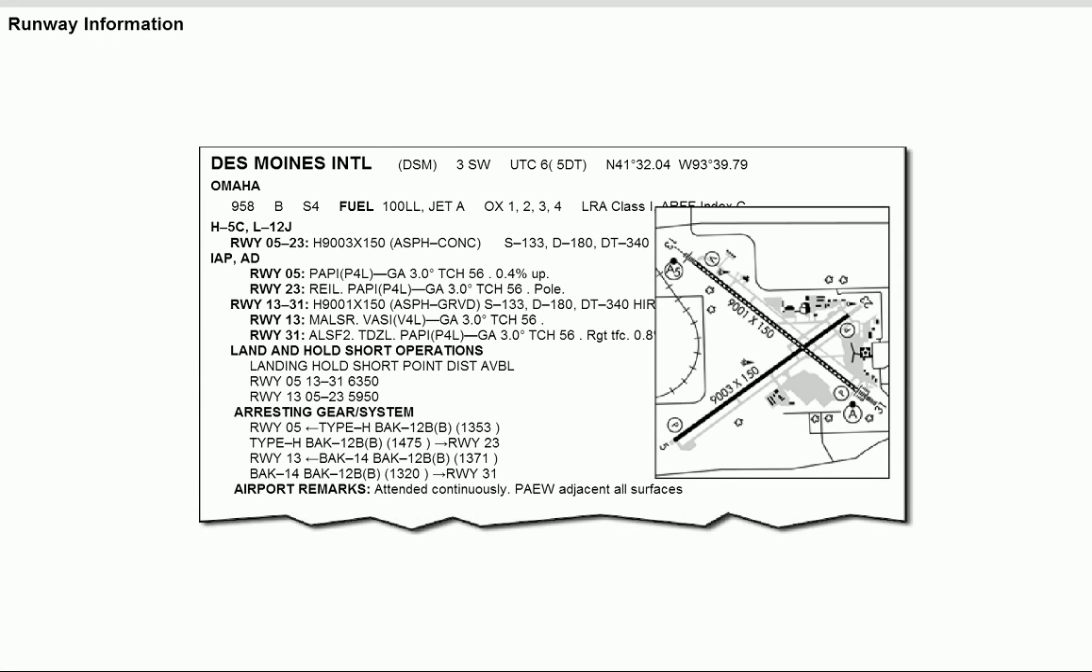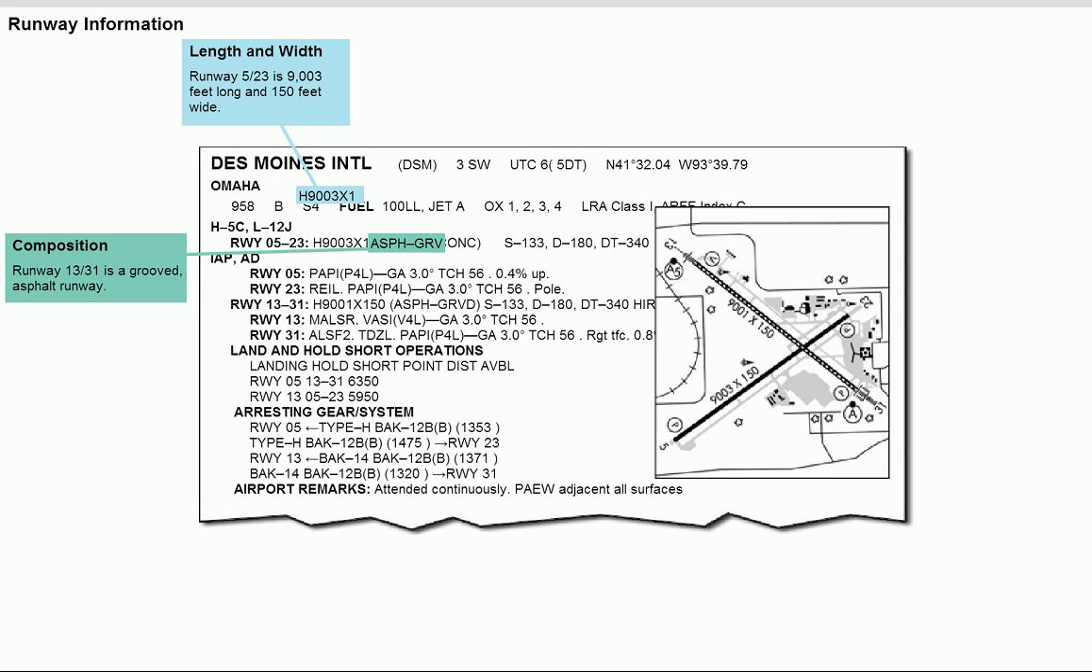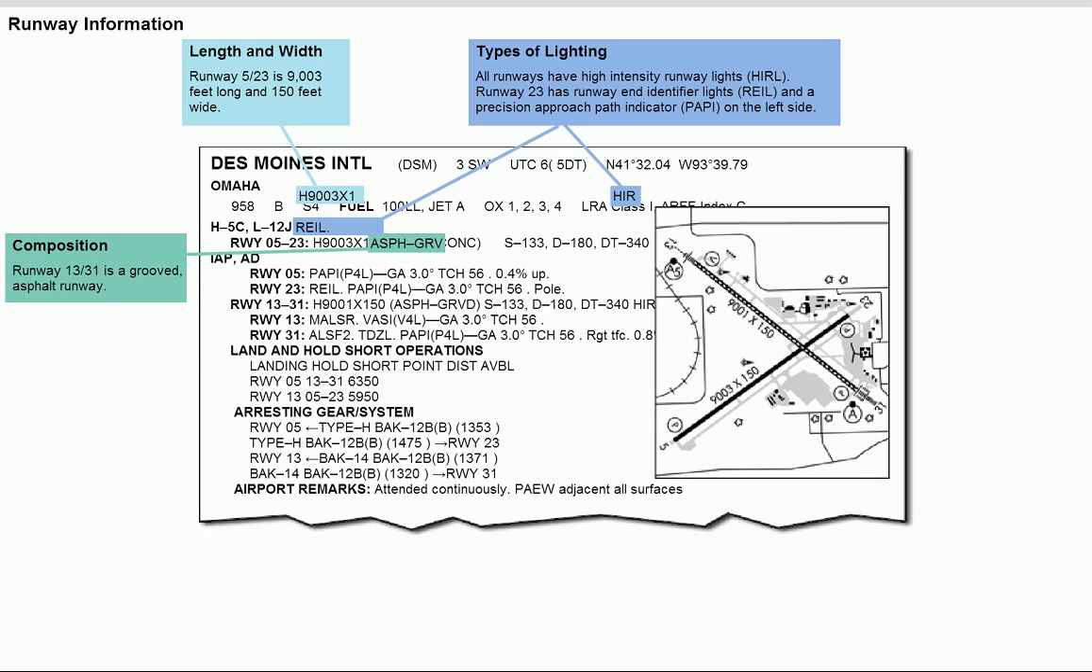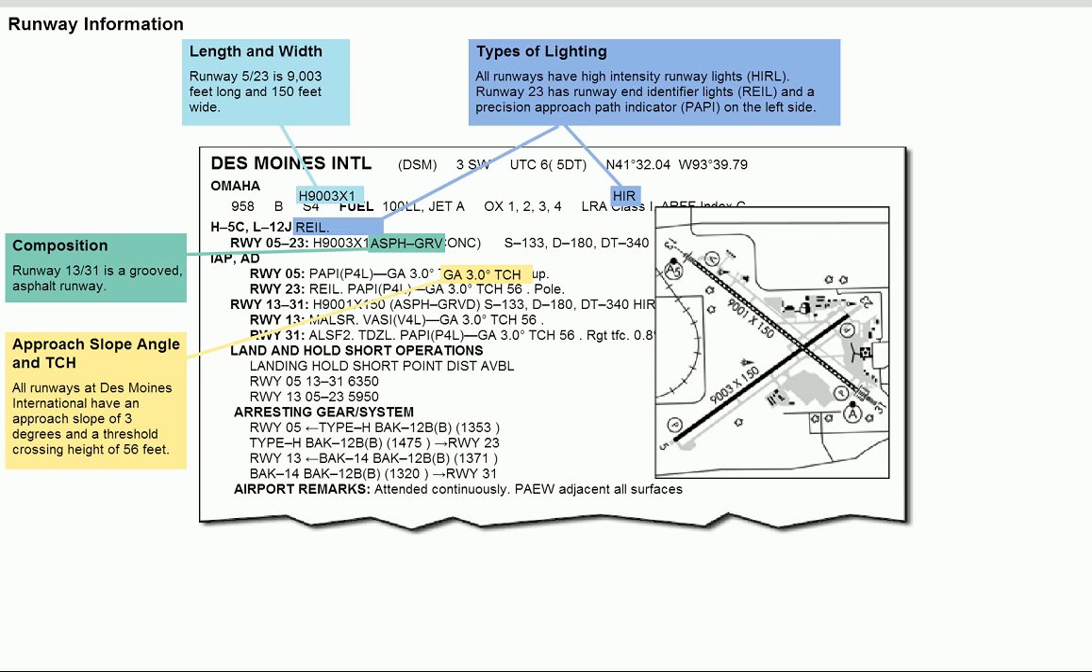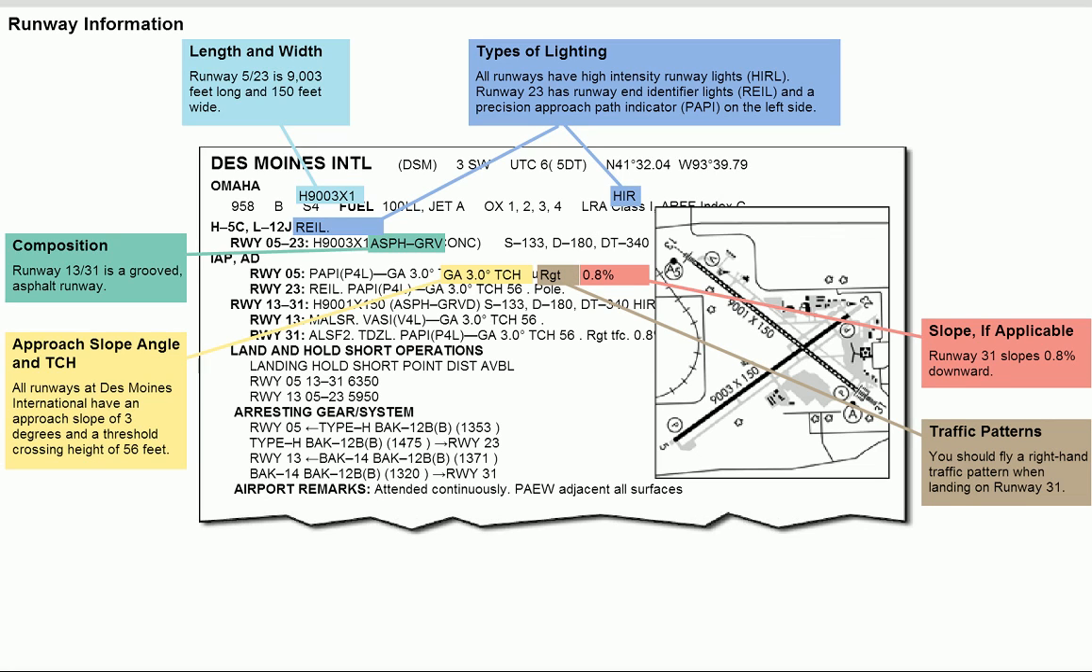Each airport facility directory listing includes the following information about each runway at every location: the length and width, composition, types of lighting available, approach slope angle and threshold crossing height, runway slope if applicable, traffic pattern if different than the standard, and any other information that might be useful to you.